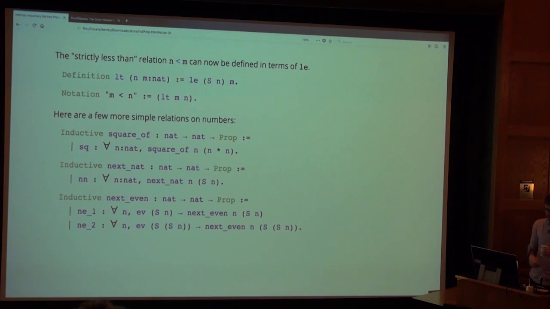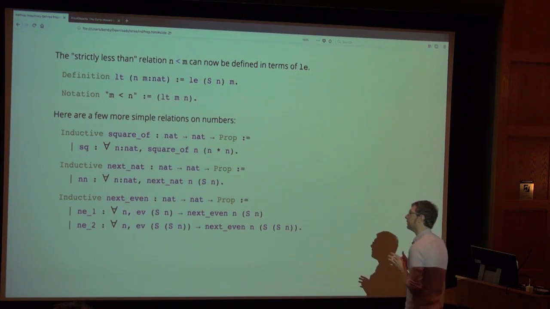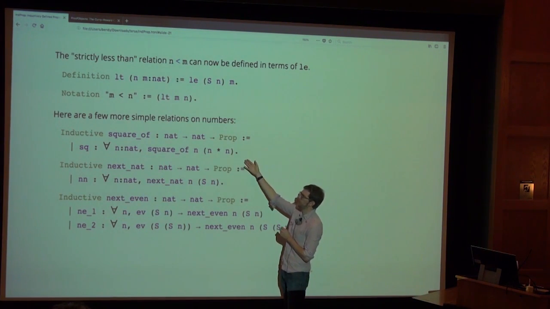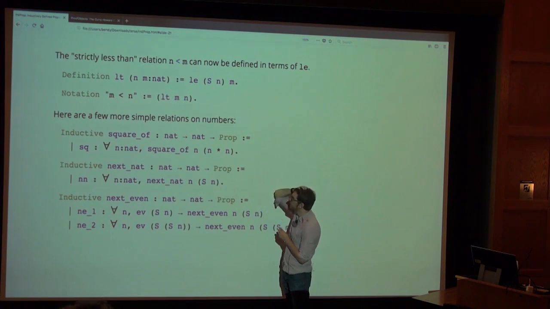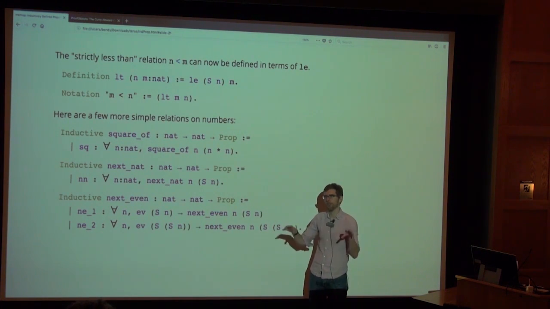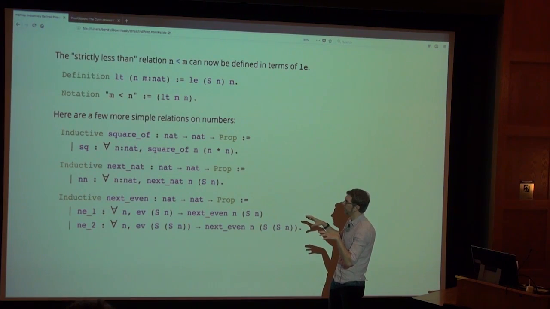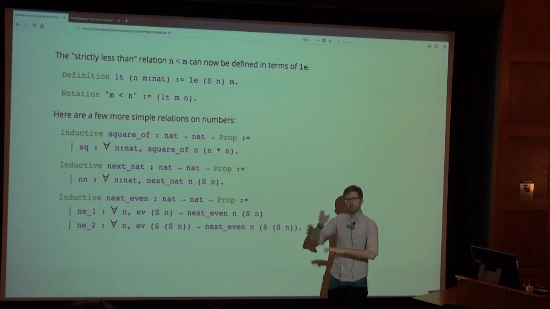Here are a couple more examples of relations on numbers. Here's square of, next nat, next even. What's interesting and cool to note here is that if we define square of as a Boolean function, how would we do this? One way would be to define a factorization function and see if you can factor this into two numbers, and then see if these two factors are the same and equal to the one that you passed in. So you have to do this computationally.